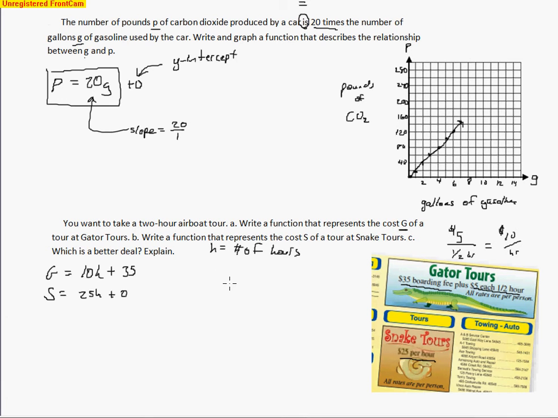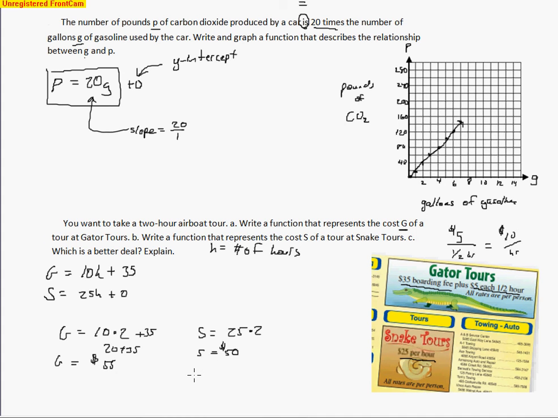What we can do is substitute. We can take 2 hours and substitute in for h. So I've got G equals 10 times 2, because we know we're going to take a 2-hour boat ride, plus $35. That's 20 plus 35, and that's going to leave us with $55. That's going to be the cost at Gator Tours. Whereas at Snake Tours, $25 times 2 leaves us with $50. So at 2 hours, it's going to be $50 with Snake Tours, $55 at Gator Tours.